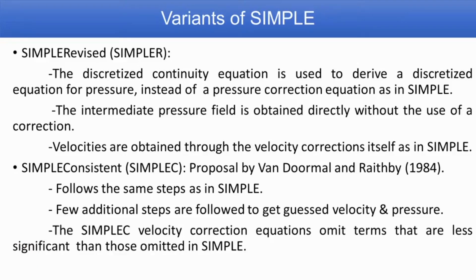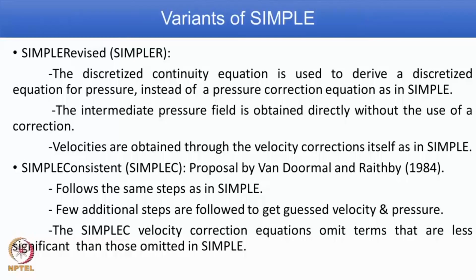The SIMPLEC velocity correction equations omit terms that are less significant than those omitted in the SIMPLE algorithm. If you recall, an important step in the SIMPLE algorithm is that you drop the correction contribution from the neighboring nodes, that is sigma a_nb u'_nb, the neighboring node contribution, and that term is dropped. That is an important step in SIMPLE. Now in SIMPLEC also you will drop an important term, which is less significant than those omitted in the SIMPLE algorithm.